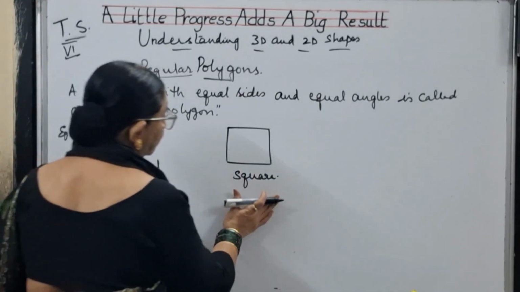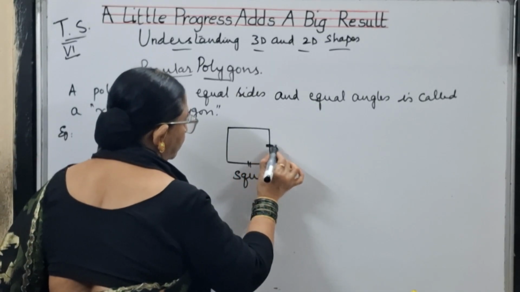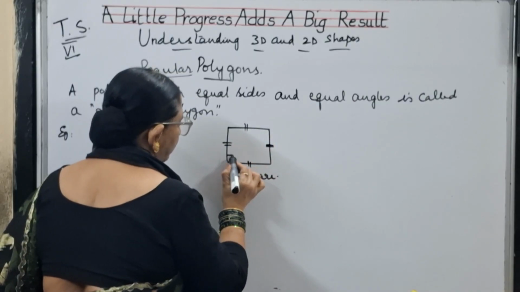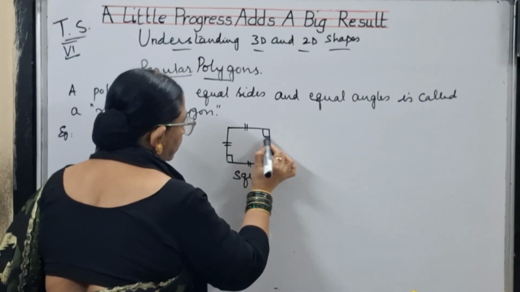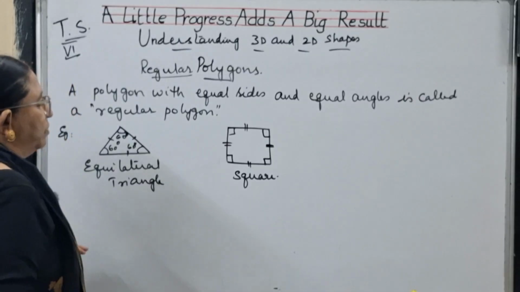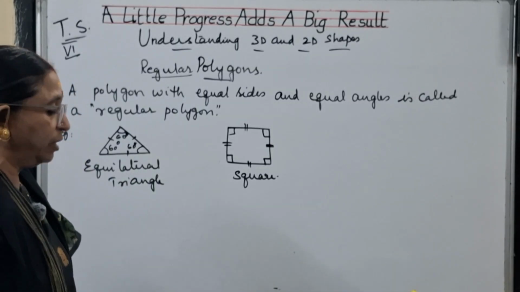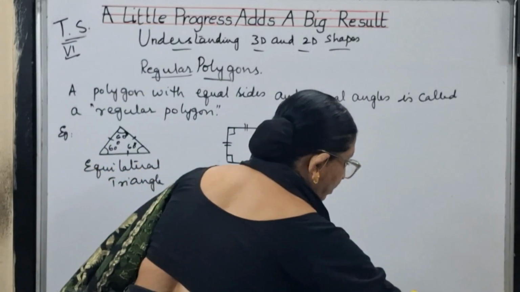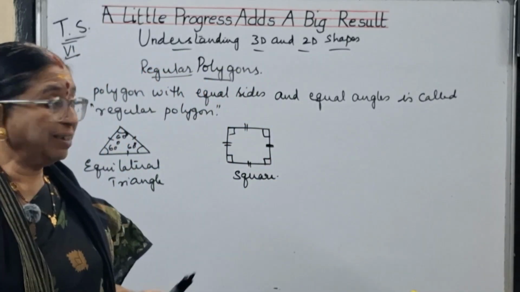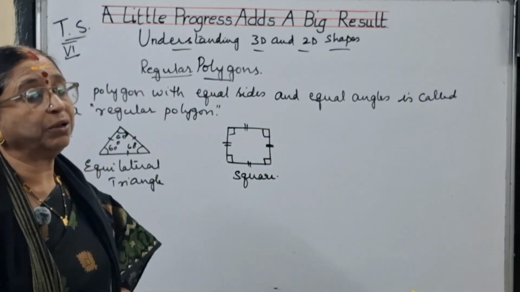Apart from this, if you take a square, even a square will have all 4 sides equal and all the angles making 90 degrees. So in this way, the difference between a polygon and a regular polygon, you should have a thorough knowledge, children. In the problem, these words you should very carefully observe.